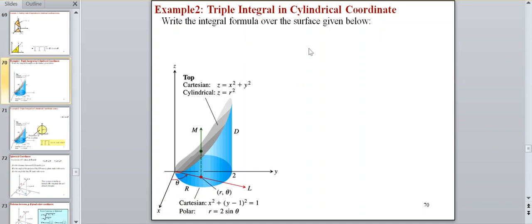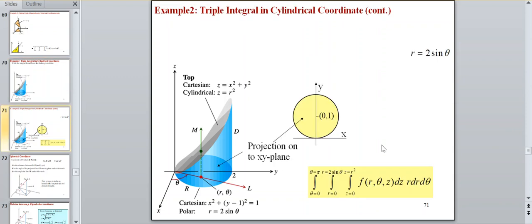Okay, now let's look at another example. Again, we want to set up a triple integral of f of r theta z dV. Okay, dV in cylindrical is dz r dr d theta, and this equals r dz dr d theta on region D. But what is the region D?